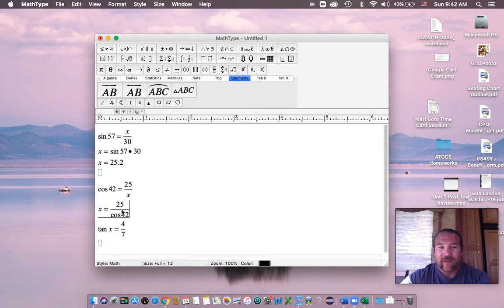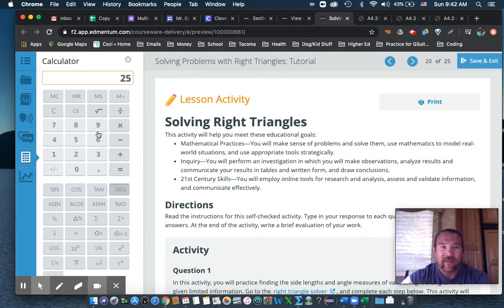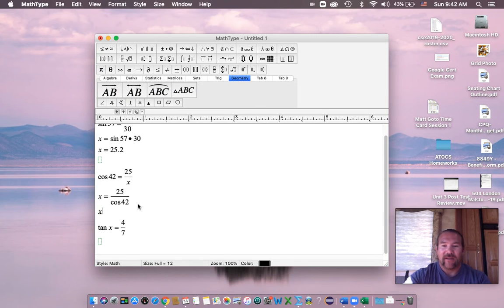Okay, so 25 divided by cosine 42. 25 divided by 42 cosine equals. So our answer is 33.6. So that missing side, x equals 33.6. Okay.